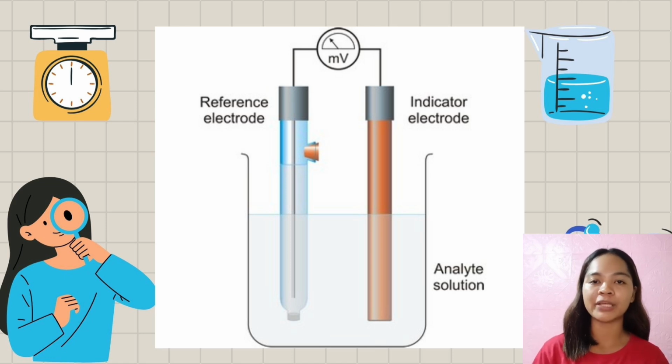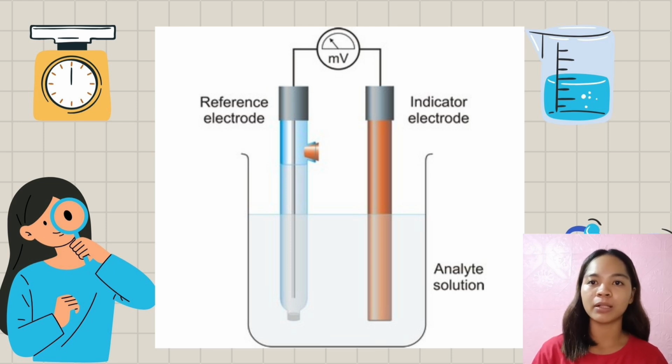So first, we have the indicator electrode. This electrode interacts with ions in the solution and changes potential based on their activity, helping to determine the analyte concentration. Second, we have the reference electrode.